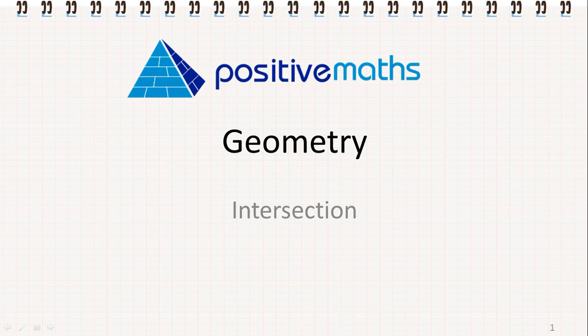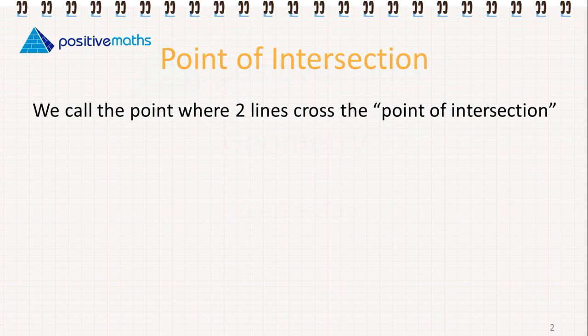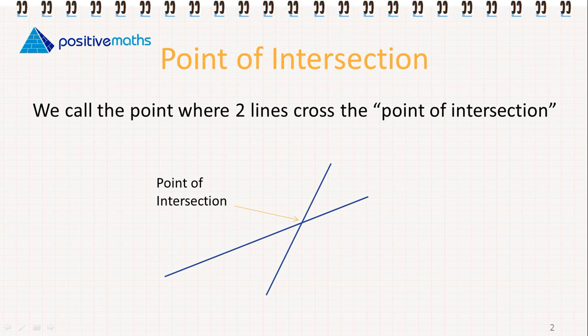In this video for Positive Maths, we're going to learn about the intersection of two lines. We call the point where two lines cross, or where they meet, the point of intersection. So this is the point here.